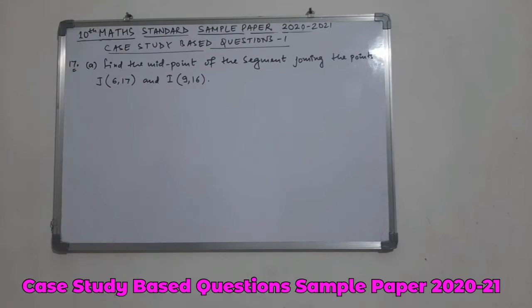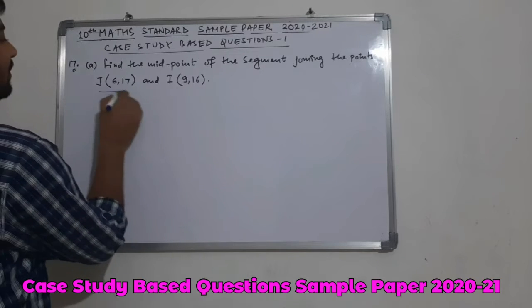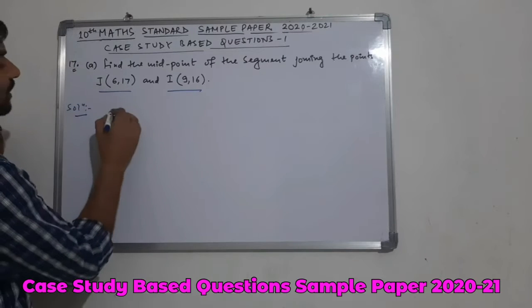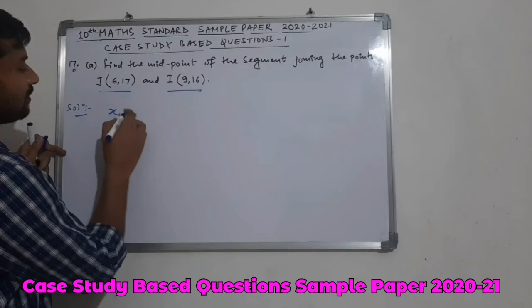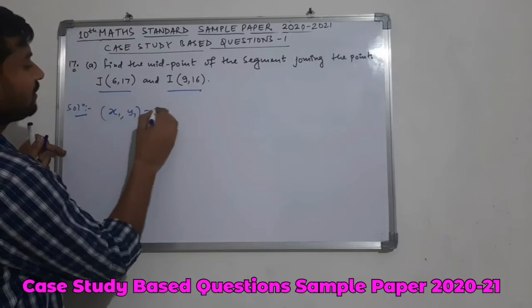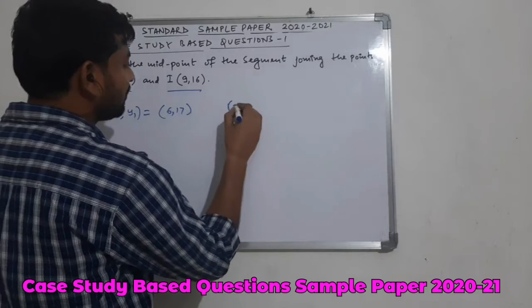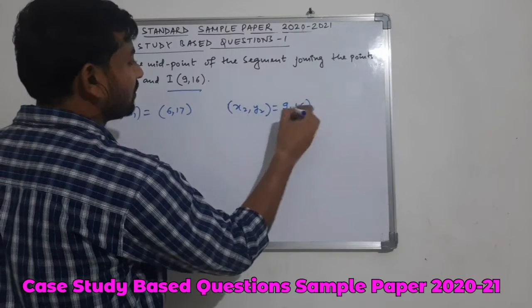So the first question, question number 17, is, we have 2 points out of a figure. We have to find the midpoint of line segment joining these 2 points J and I, whose coordinates are given to us. Clearly, here we have to assume that J is having coordinates x1, y1, that is equivalent to 6, 17. The point I is having the coordinates x2, y2, that is 9, 16.